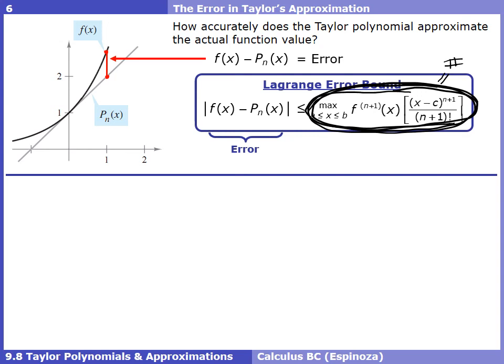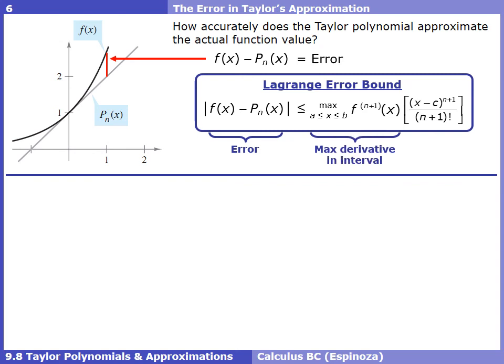So I know it looks complicated, but hopefully you're seeing this as just two pieces. The left side of this thing is the error, and it's saying that the error is always less than, or less than or equal to, excuse me, some number. So what is this number that we're trying to figure out? Well, there's two pieces to it. The first piece is this.